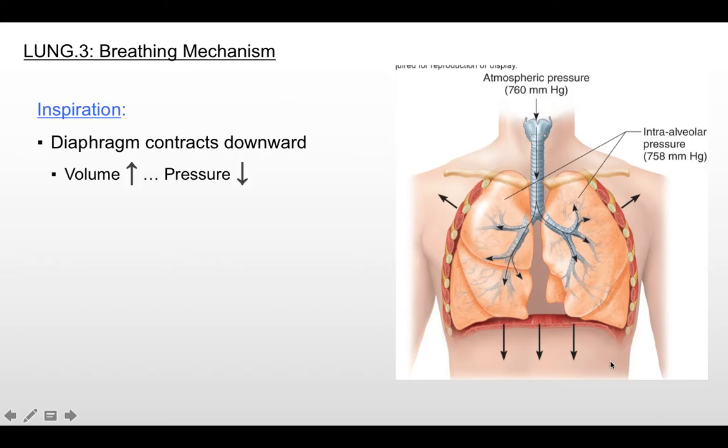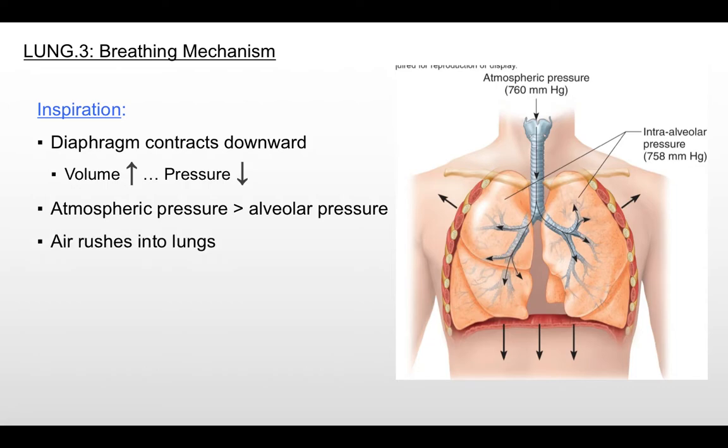Now we need to recall some chemistry. Boyle's law says that as volume increases, pressure will decrease. So we're moving the diaphragm downward, and that's ultimately creating a bigger volume of space here in the lungs. As that volume goes up, the pressure in the lungs is going down. Notice it went down a little bit, 758 millimeters of mercury instead of 760. Very small, but it's enough that the atmospheric pressure is now greater than the alveolar pressure. Therefore, air will rush into the lungs.